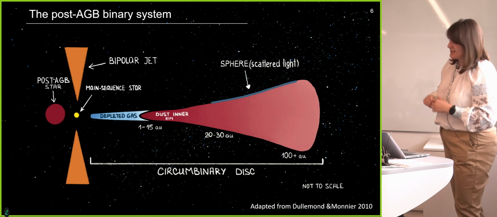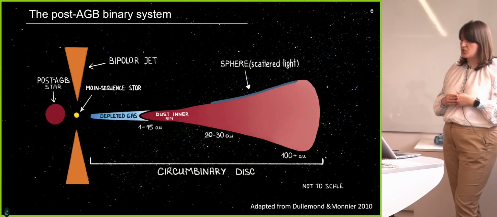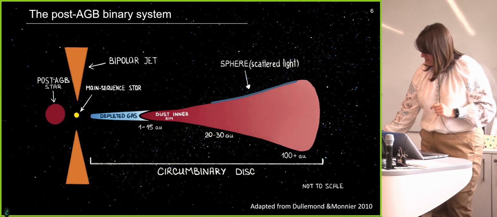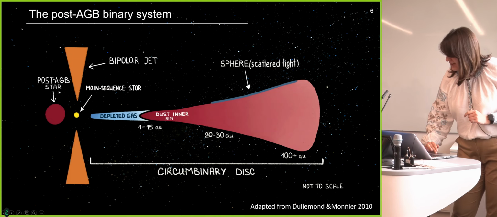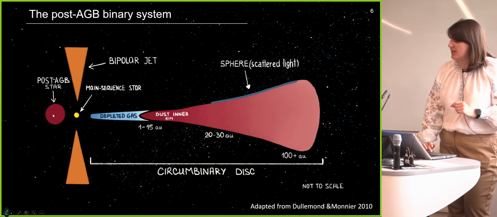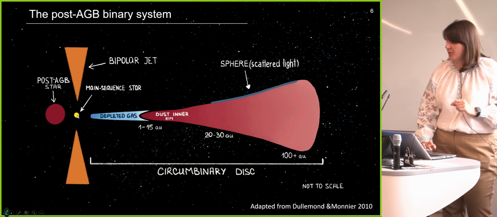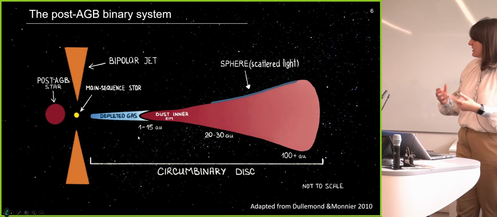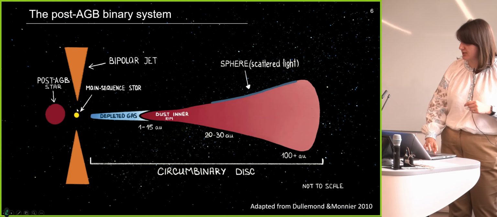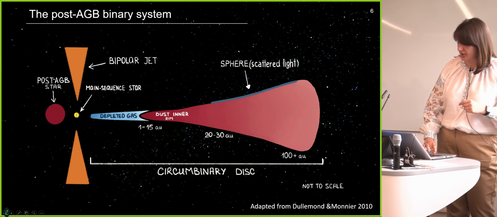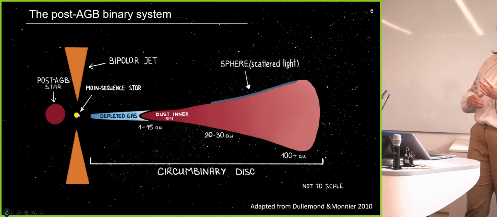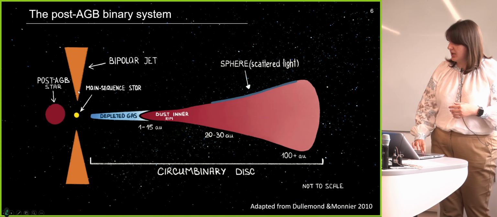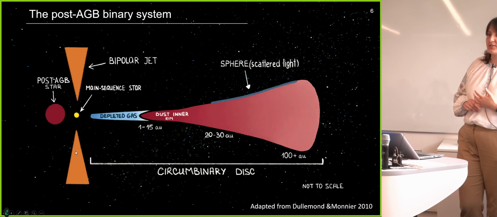Here you can see the sketch of a typical post-AGB binary system. So we have a post-AGB star. We have a main sequence companion, we have a stable circumbinary disk with gas and dust. We also have a much smaller disk around the main sequence companion, and we have high-velocity bipolar outflows, referred to as jets, launched somewhere from the position of the secondary companion.